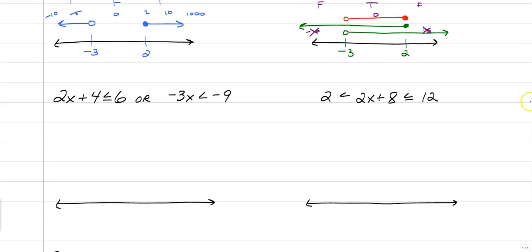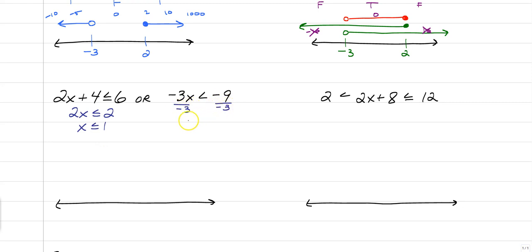You solve a compound inequality the same way you would solve a regular inequality. The only difference is sometimes you have two to work with, but it's no big deal. So, let's solve this first. 2x plus 4 is less than or equal to 6. Well, of course, we're going to subtract the 4 from both sides first, and we're going to have 2x is less than or equal to 2. Now we're going to divide both sides by 2, and we're going to have x is less than or equal to 1.